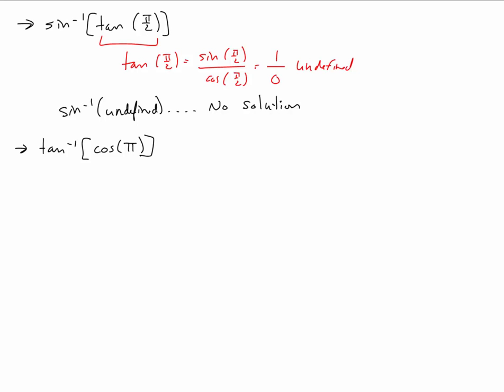So this one we'd start with the cosine of pi. The cosine of pi is -1. There's nothing to show you there. It's just basic knowledge of the unit circle.